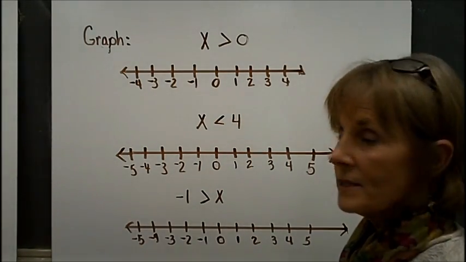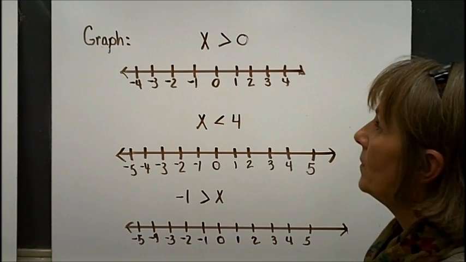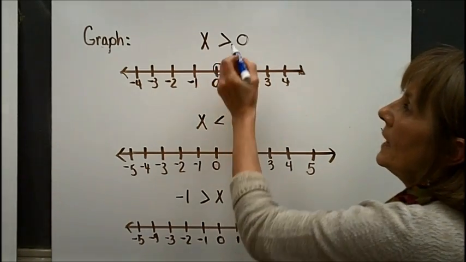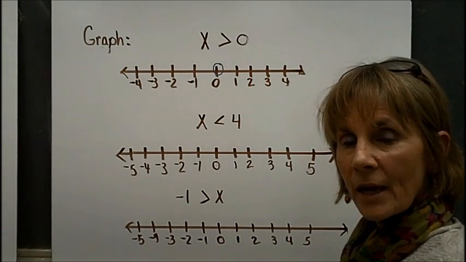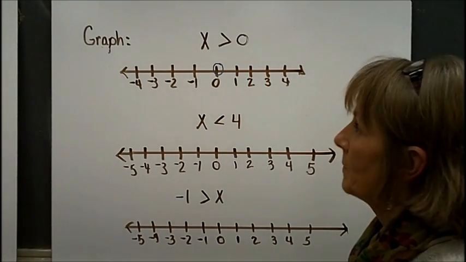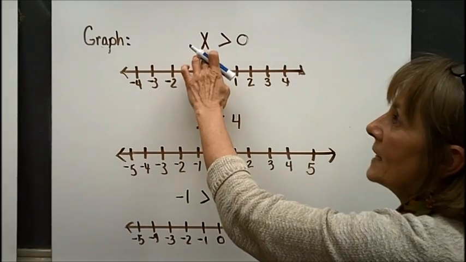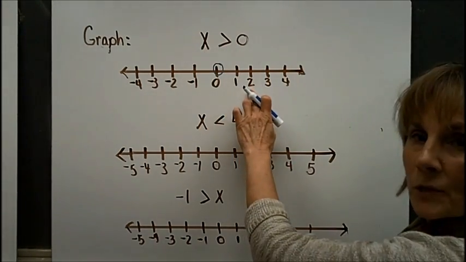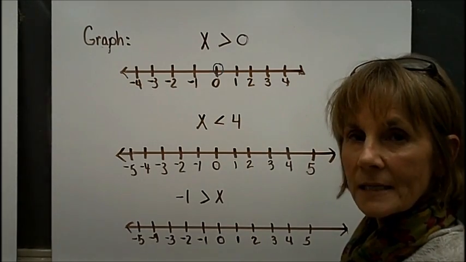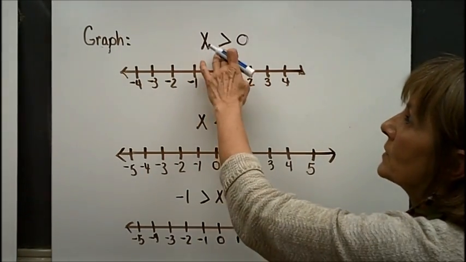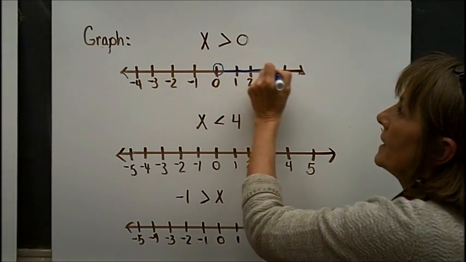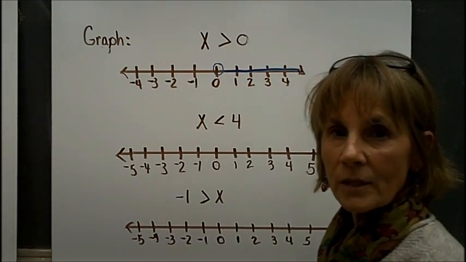To graph X is greater than 0, I put a circle at 0. It's an open circle because I only have the greater than symbol. The solution set needs to include numbers that are greater than 0. 2 is greater than 0, so I'll use that as a test number. 2 is greater than 0. That's a correct statement, so my shaded line needs to go in this direction.